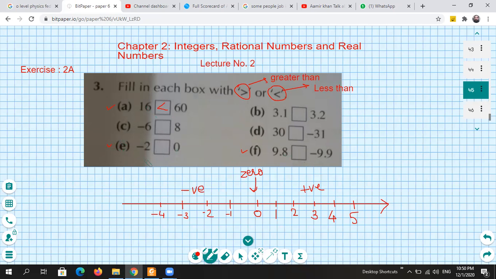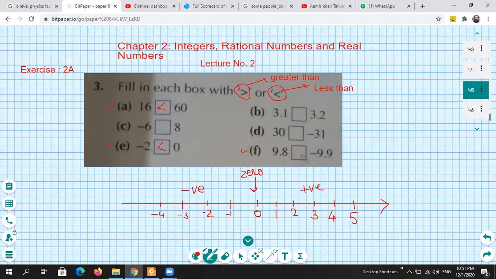Part E. Here we have two numbers, -2 and 0. In the number line, you can see that 0 comes after -2. It means 0 is greater than -2. So that is why I'm writing this sign in the blank. This sign shows that 0 is greater than -2 or -2 is less than 0, as the open side of this sign points towards 0. So obviously 0 is greater than -2.